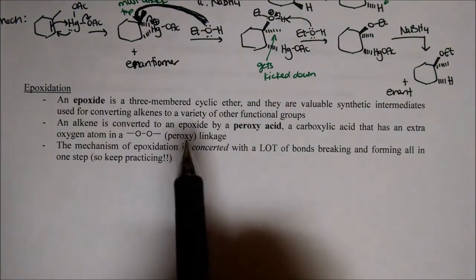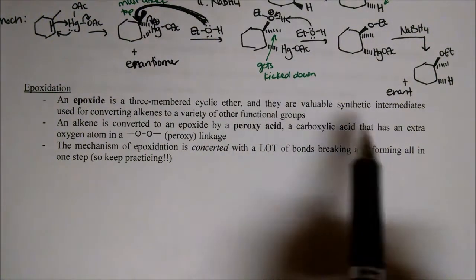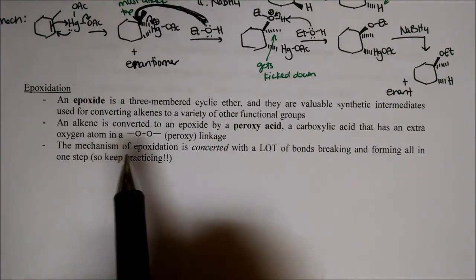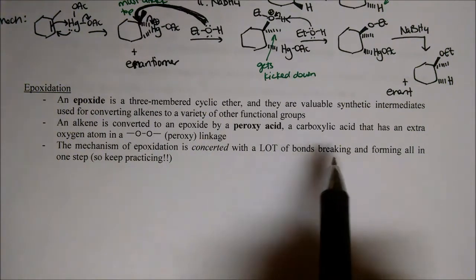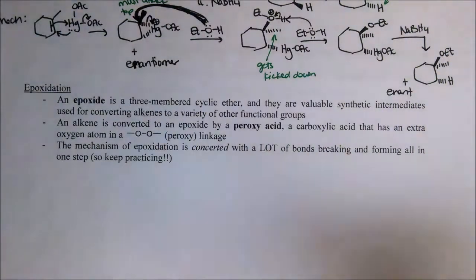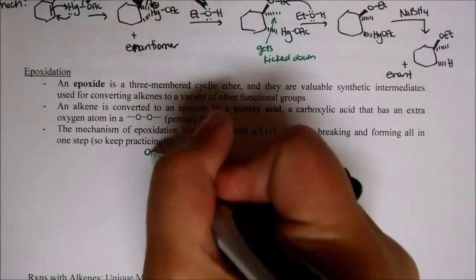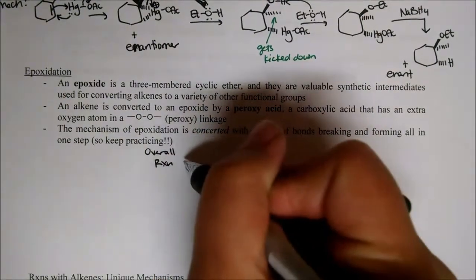An alkene is converted to an epoxide by use of a peroxy acid. Okay, a carboxylic acid that has an extra oxygen atom with a peroxy linkage. We'll see this. The mechanism of epoxidation is concerted with a lot of bonds breaking and forming all in one step. So it's going to take a lot of practice, but I promise you guys will really like this mechanism because it's really fun. Okay, so here's what it looks like.